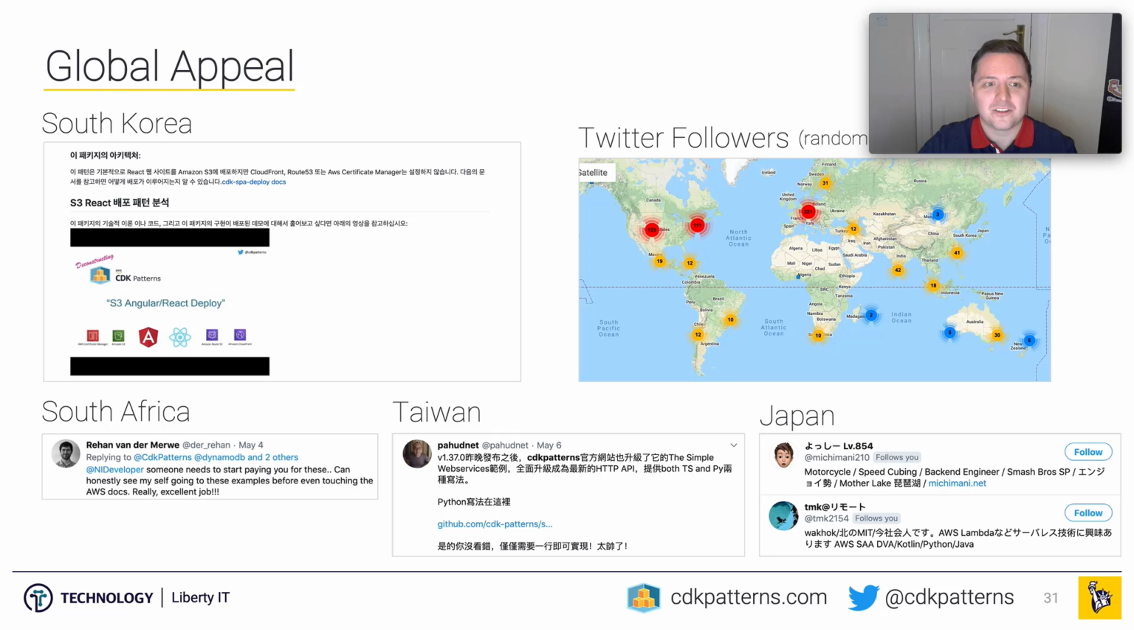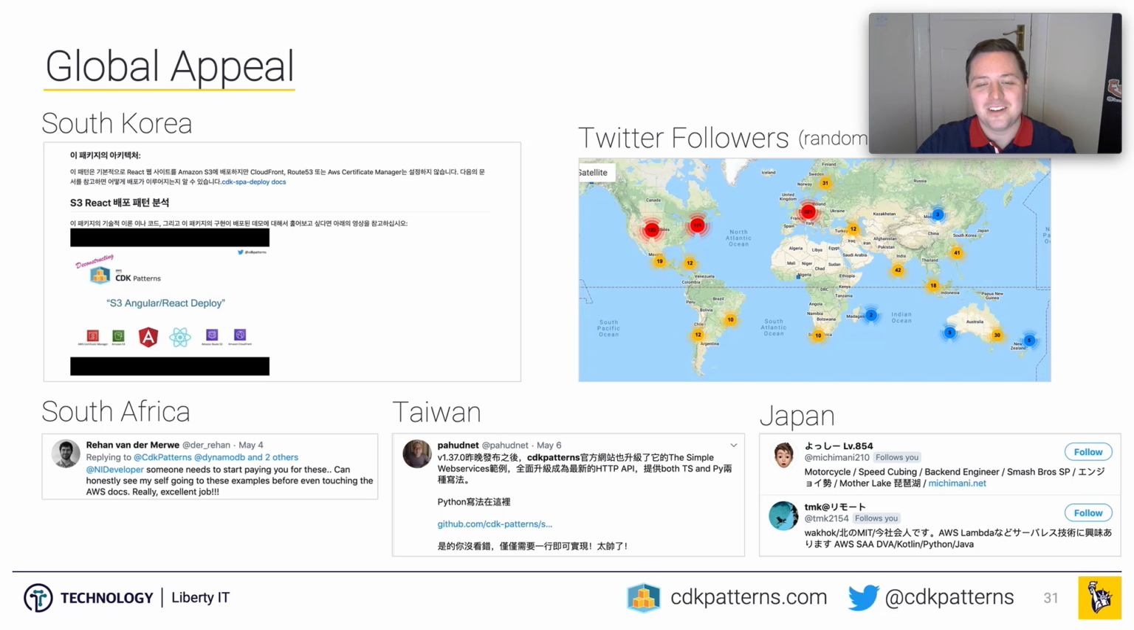Now let's look at where people are using CDK Patterns. The map on the right was taken by one of those apps that randomly samples your Twitter followers. So this is analyzing the CDK Patterns Twitter account, and you can see it's pretty global. I mean, it's focused on America and Europe, but it's still used pretty much globally. And to demonstrate that, on the left, in South Korea, somebody actually translated one of the patterns into Korean.